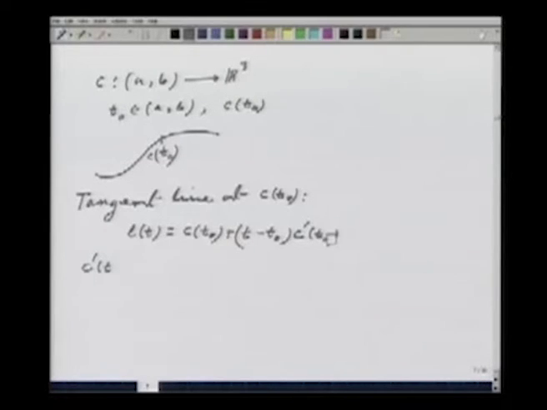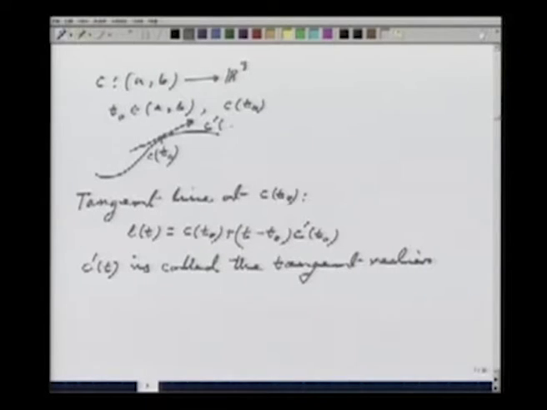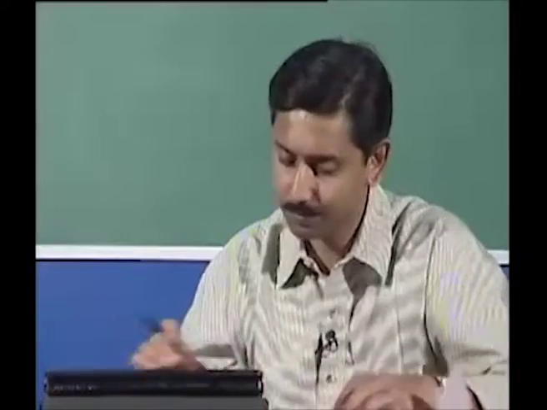Sorry, so c prime t is called the tangent vector. So this would give you the direction of c prime t naught. With t, of course, the tangent changes. So the tangent vector is also a function of t, which I have written as c prime of t. Okay, now I need some more notation about planes.